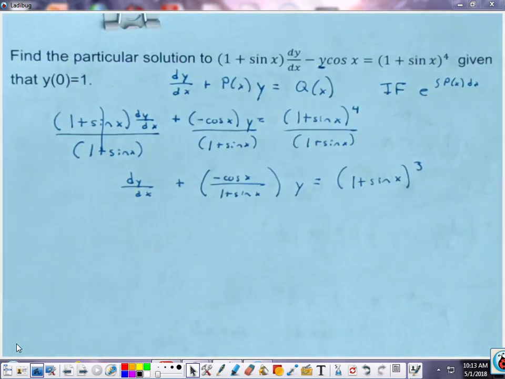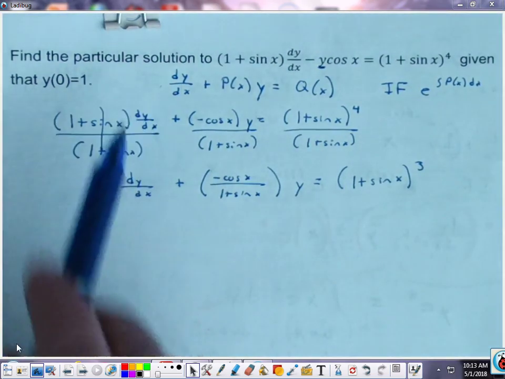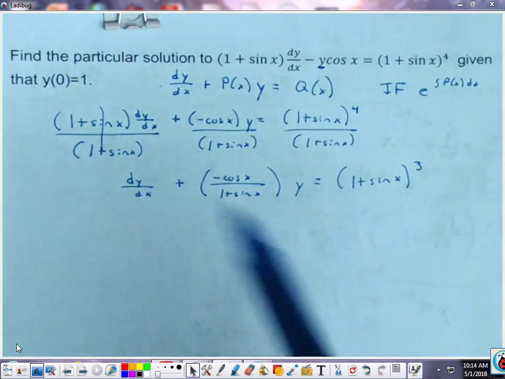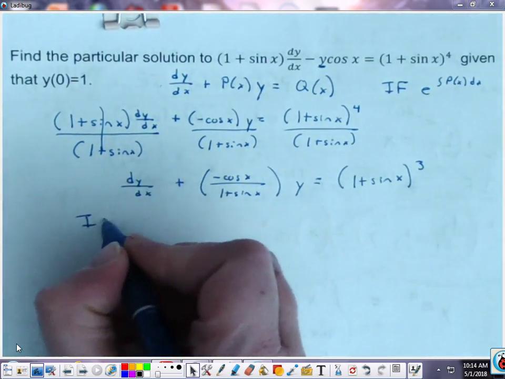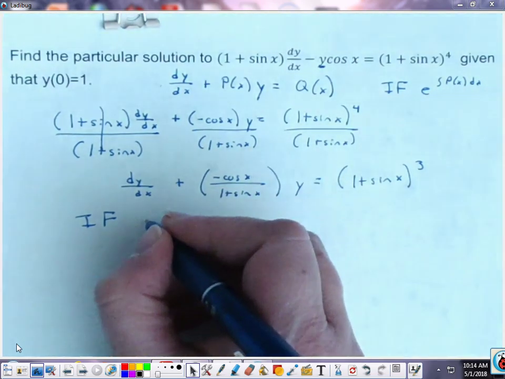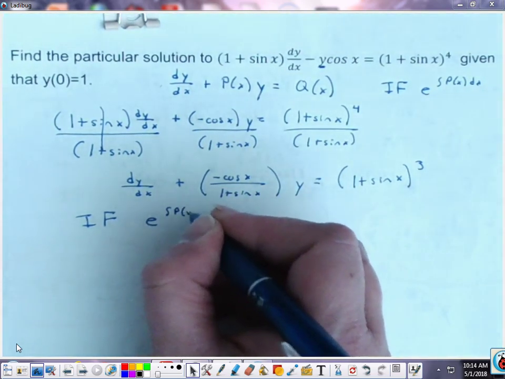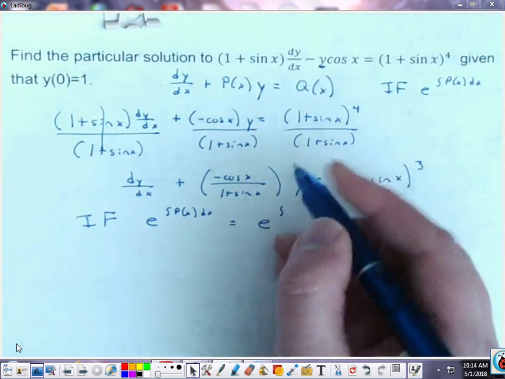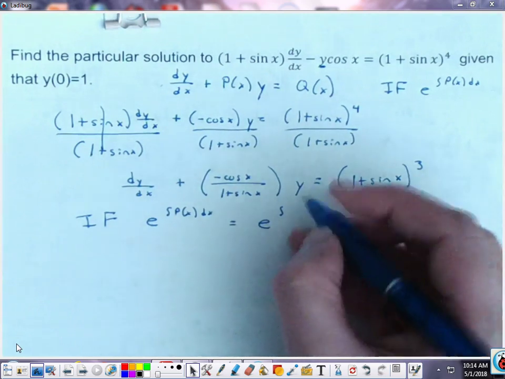Okay, so in this first step, I have now got it in this form, dy dx plus, this is going to be my p of x, y equals q of x. So the next thing is to find my integrating factor. Just making sure I was recording. So that's going to be e to the integral of p of x dx. So that's e to the integral of all of this stuff.